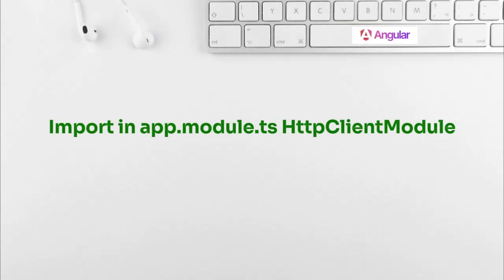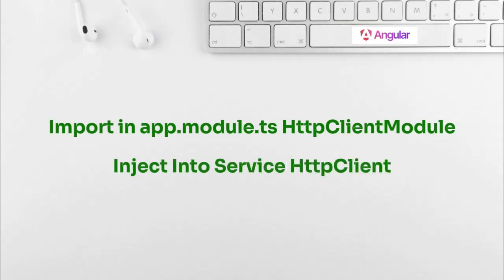The second step is to create a service and inject the HttpClient into that service, so that by using the HttpClient we can call the get method, post method, delete method, or create method. So any sort of HTTP methods that we want to use.